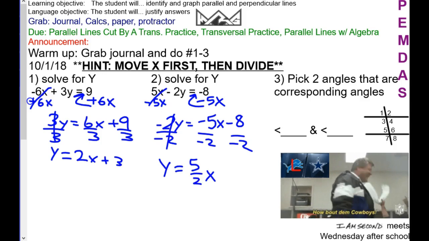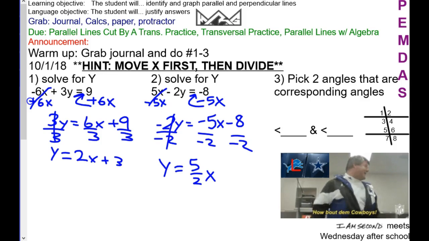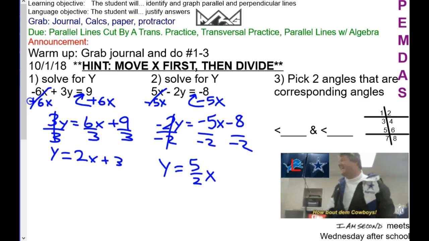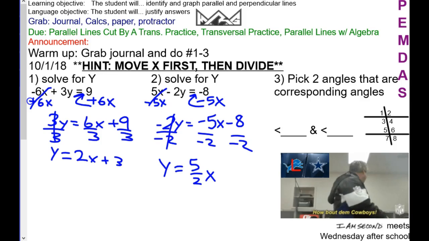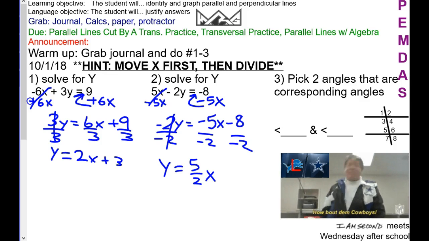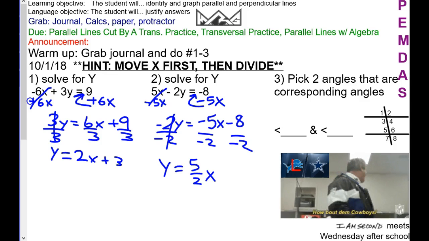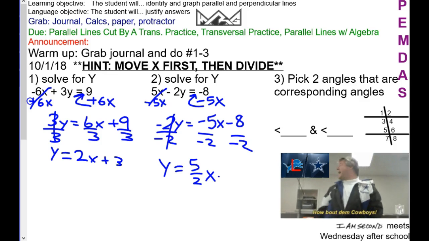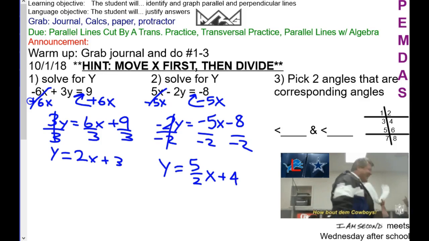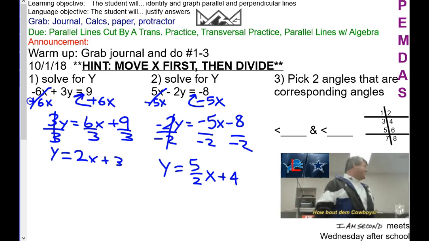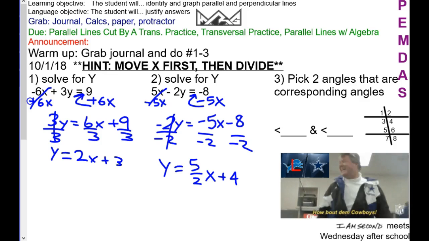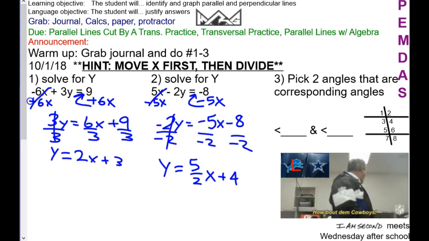Please remember, we need fractions for rise over run. We don't want decimals. I like decimals better. Wrong. So negative 8 divided by negative 2 is? Correct, plus 4.